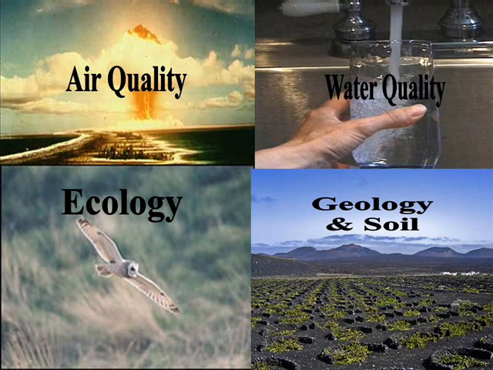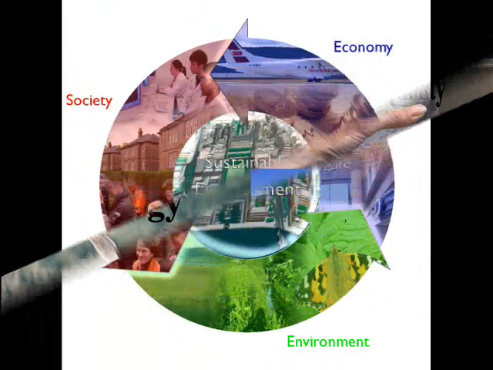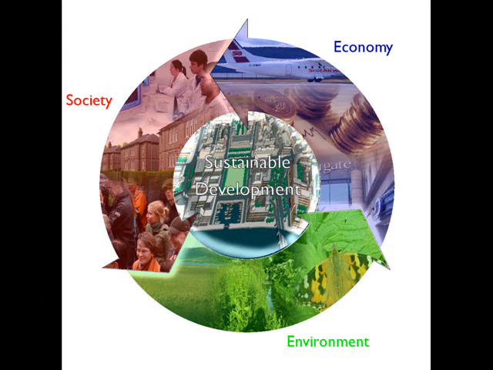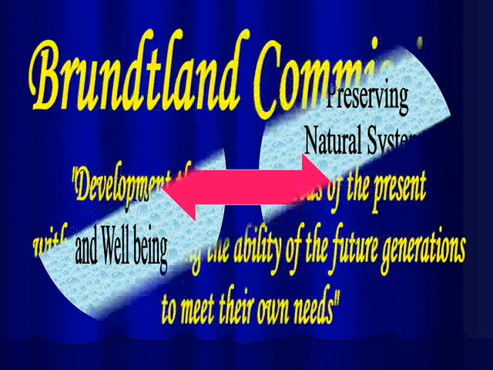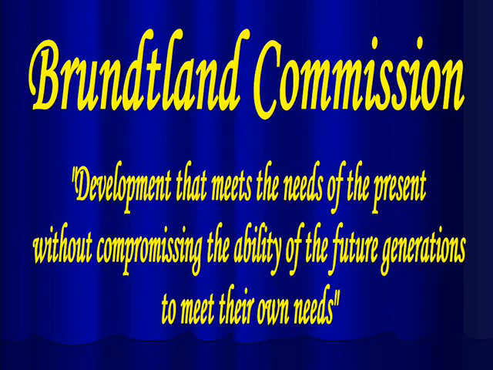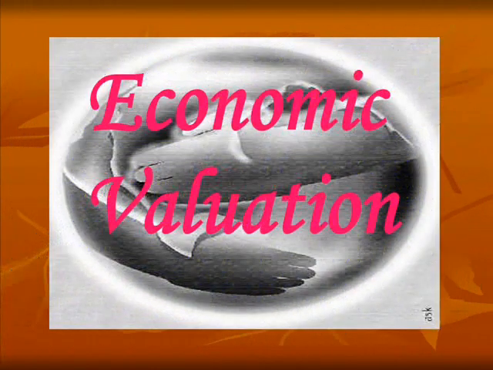EIA or Environmental Impact Assessment lays a foundation for sustainable development. Sustainable development is maintaining a delicate balance between the human need to improve lifestyles and feeling of well-being on one hand and preserving natural resources and ecosystems on which we and future generations depend. Brundtland Commission has rightly defined sustainable development as development that meets the needs of the present generation without compromising the ability of future generations to meet their own needs.